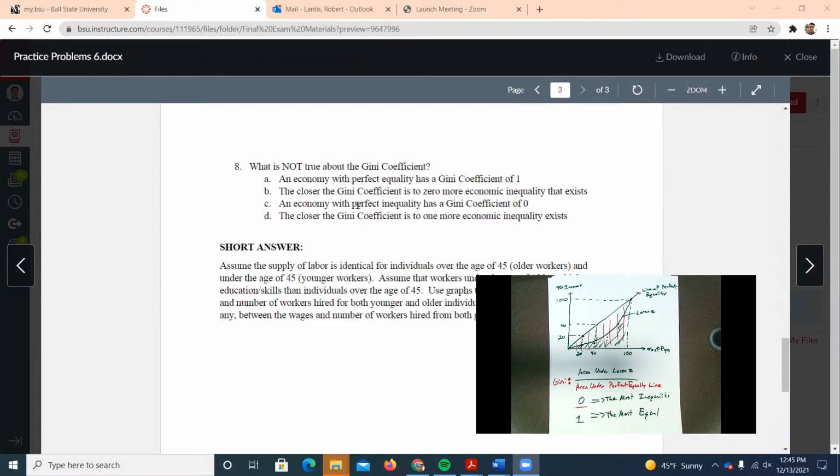An economy with perfect inequality has a Gini coefficient of 0. That one is also going to be true. And then, the closer that coefficient gets to 1, the more inequality that exists. Well, no, actually, the closer it gets to 1, the more equality exists, right? So the one that's not true there would be that last one, or D. So make sure you know that a Gini coefficient of 0 is telling you that it's a very inequitable society. A Gini coefficient of 1, that's the most equal.